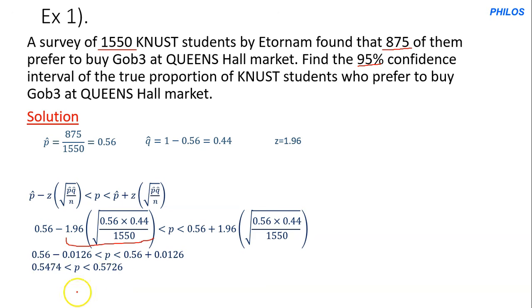Now, after getting your answers, you can convert them to percentages. That is 54.74%, and then the upper one will be 57.26%. So you can conclude that one can be 95% confident that the true proportion of KNUST students who prefer to buy Gobe at Queen's Hall Market is between 54.74% and 57.26%. So that is the answer to this.